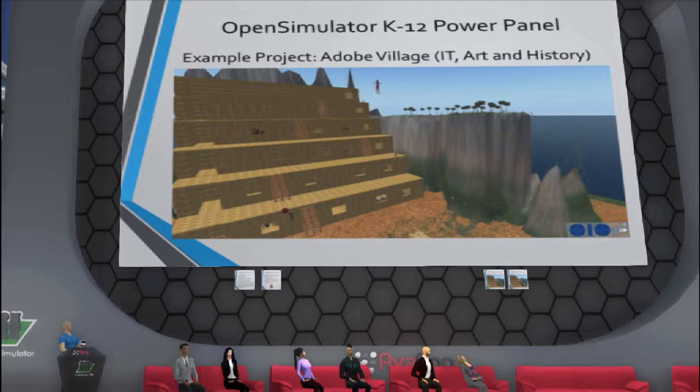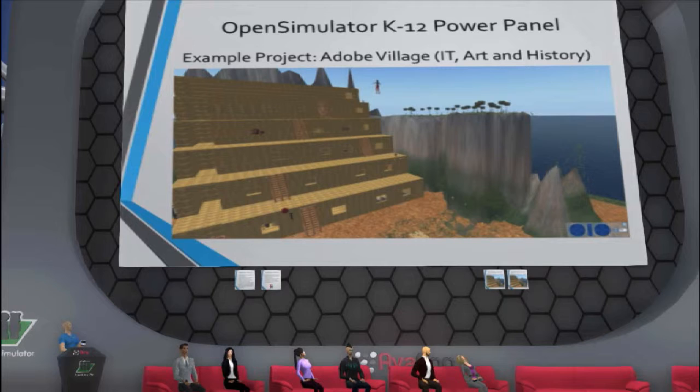Now, as far as getting other educators interested in doing virtual worlds teaching, I would suggest, among other things, that you start with a concrete example. This is one that we did in China. We had an art teacher who was having kids build an Adobe village. It was out of paper mache. It kept falling apart. They wanted to build all of the furniture and other things inside the Adobe village as well, because they had been studying about this in their history class.